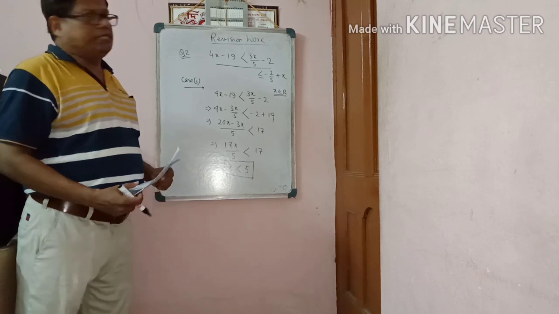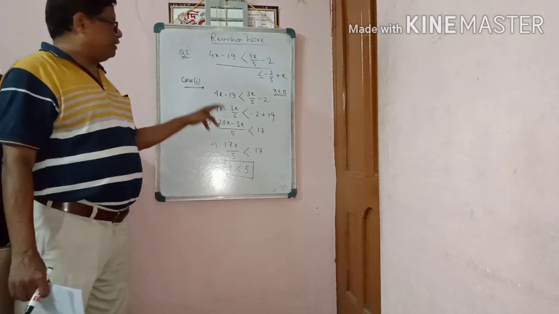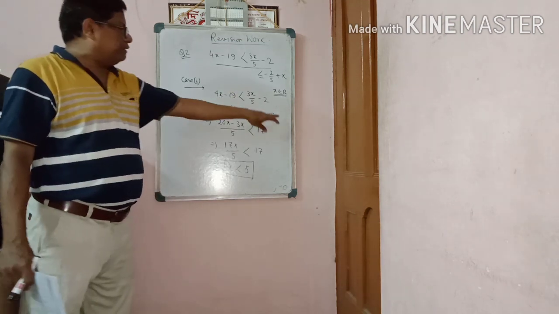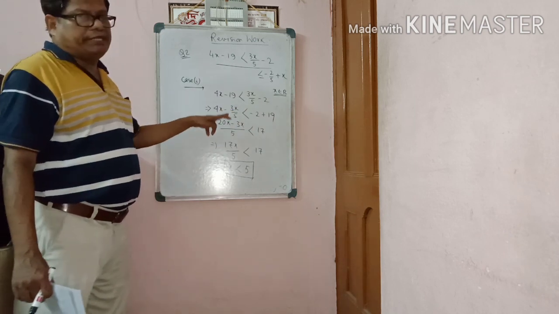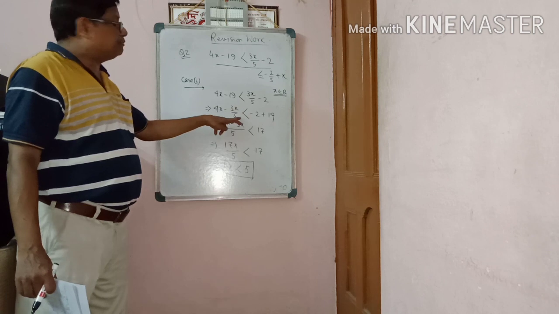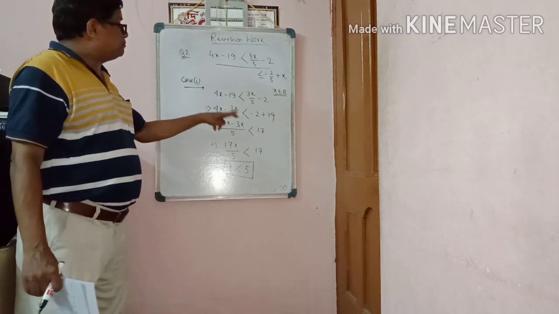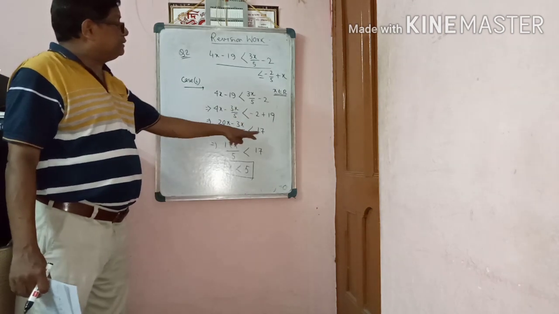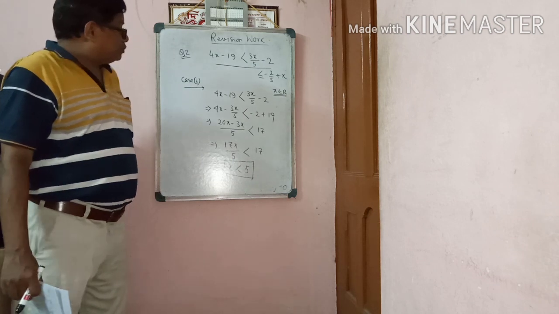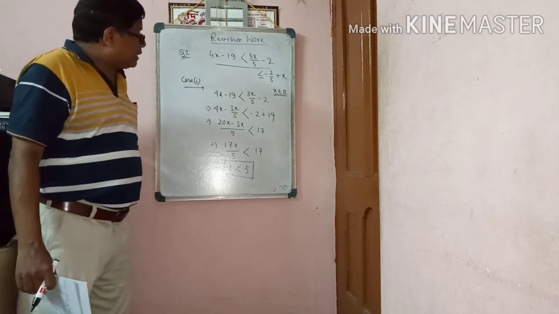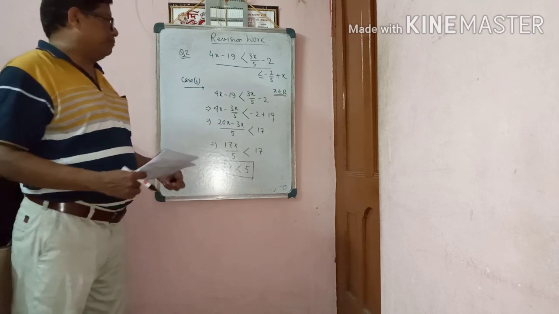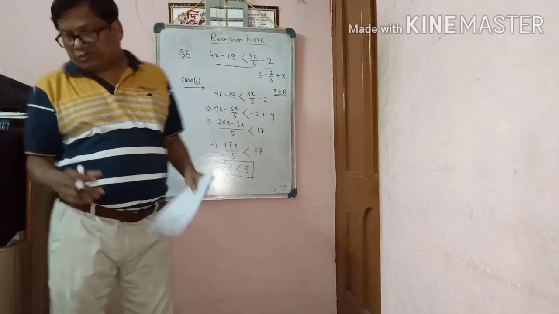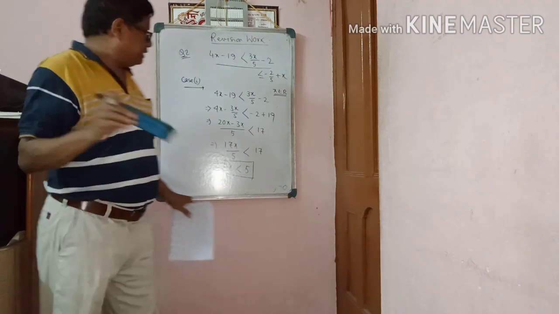Variables you take to one side and constant terms to the other side. Now a simple easy method: simplify 4x minus 3x by 5. So 20x minus 3x by 5 less than 17. So 17x by 5 less than 17, 17 cancels, x less than 5. Now second condition, case 2.